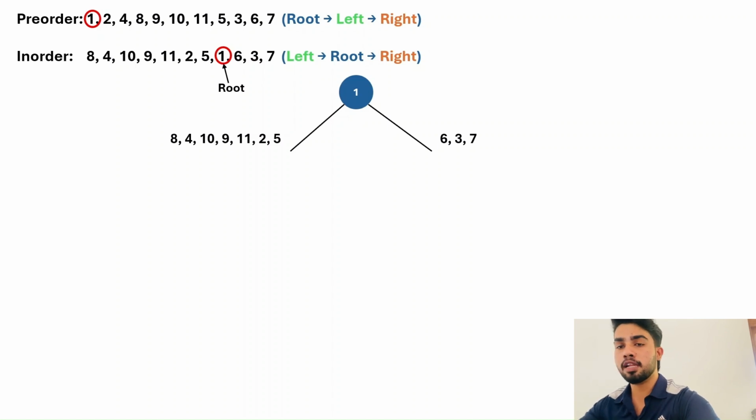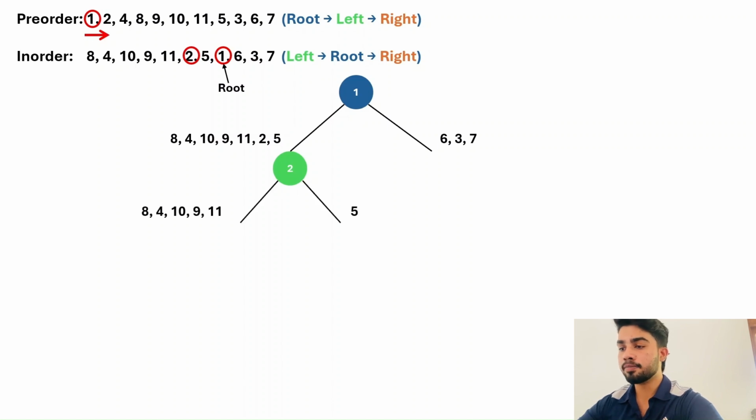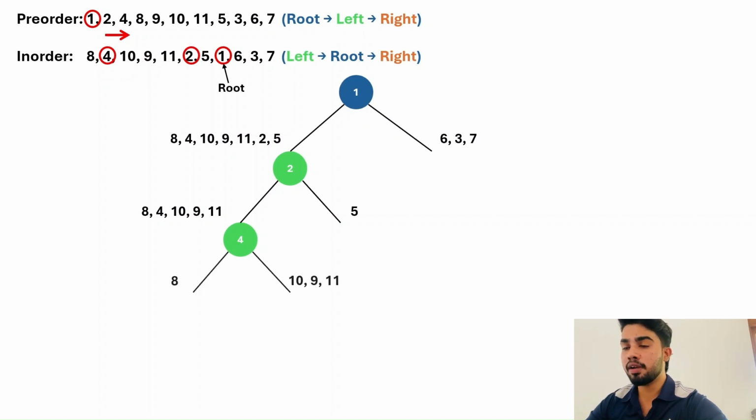The first pre-order element is 2, so 2 becomes the left child of 1. Now I'll split the in-order at 2. Next I'll move to the pre-order traversal again, and the next pre-order element is 4, so 4 becomes the left child of 2. Now I split the in-order at 4.